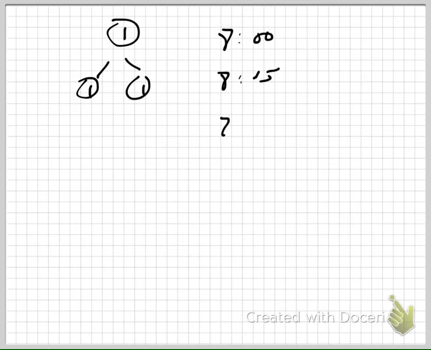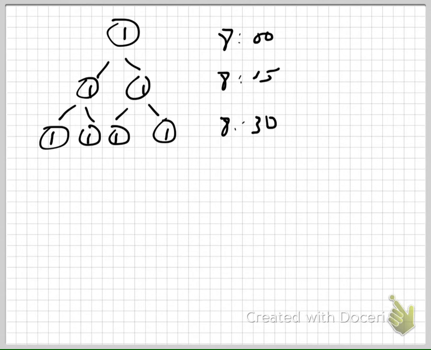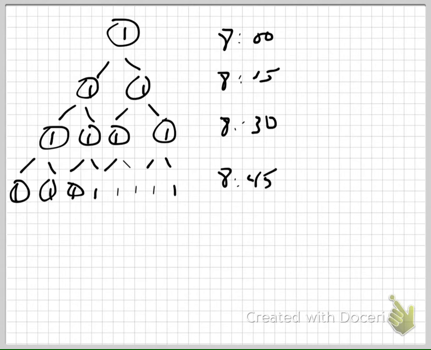3. At 8:30, each one of those guys tell 2. How many new people know at 8:30? 4. How many total people know? What can you do? You just count the lines, right? You see what I'm talking about here? At 8:45, you see how this is working too?